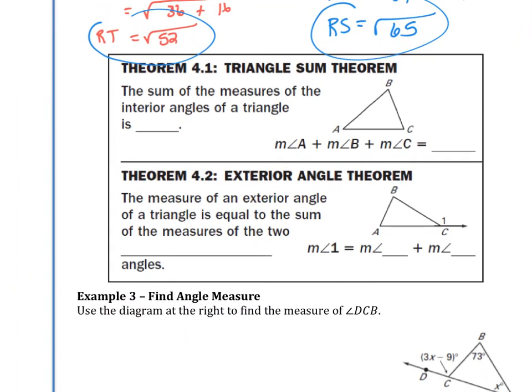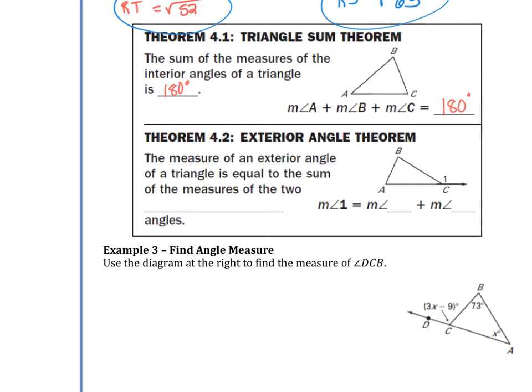Okay, Theorem 4.1 says that the sum of the measures of the interior angles of a triangle is 180 degrees. So the measure of angle A plus the measure of angle B plus the measure of angle C is equal to 180 degrees.